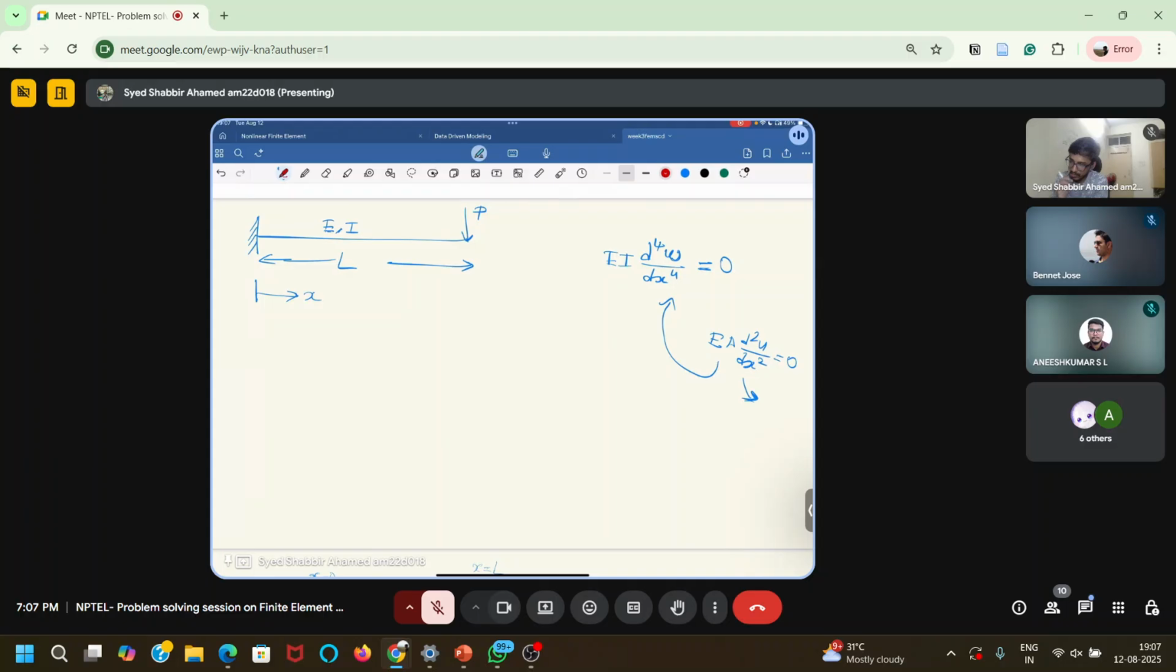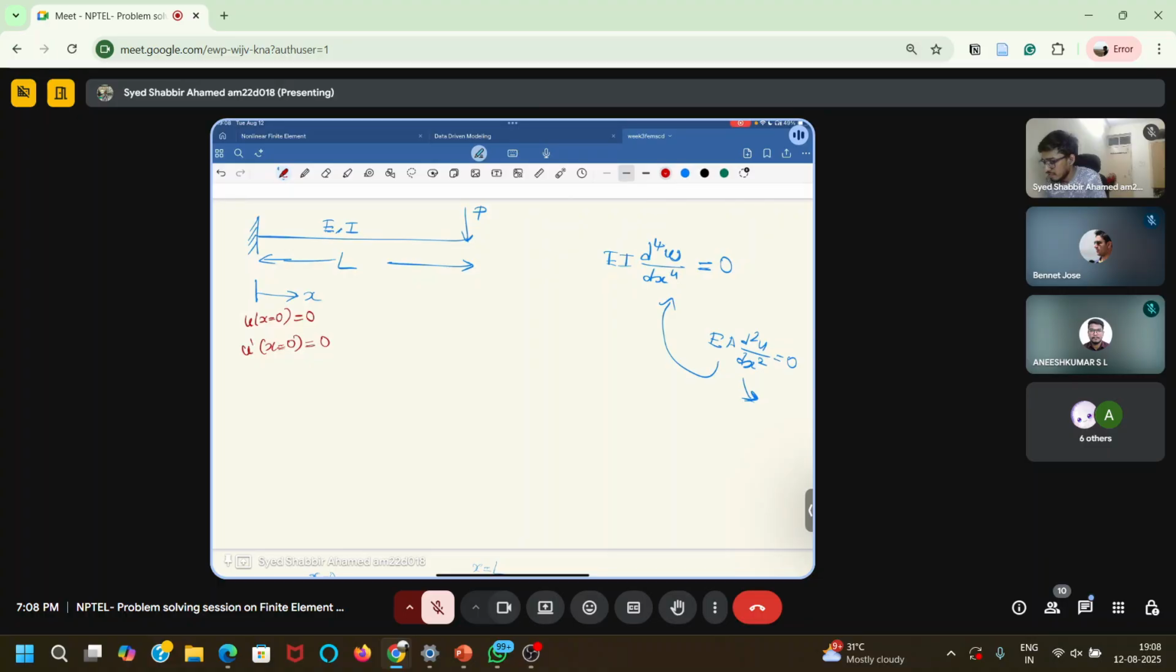This is for a beam, not a bar. For a bar, only u is the primary variable. For a beam, there will be two primary variables. Anybody can guess? U is 0 at 0, and another essential boundary condition is there. Want to guess? U dash 0. Yeah, very good.